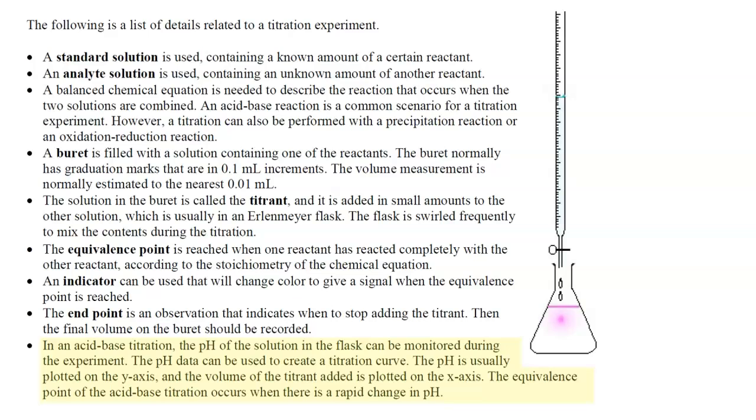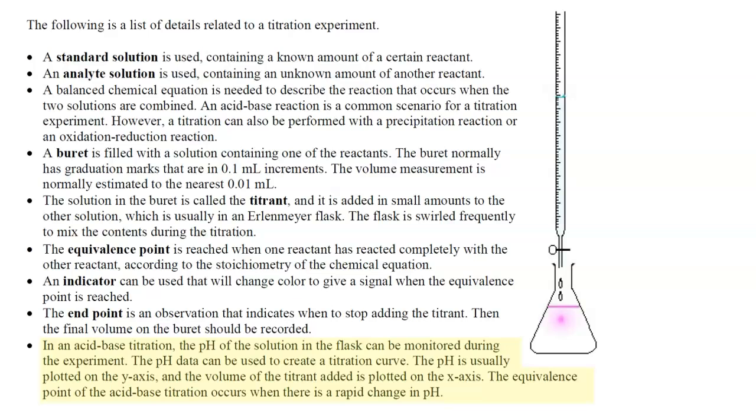It says, in an acid-base titration, the pH of the solution in the flask can be monitored during the experiment. The pH data can be used to create a titration curve. The pH is usually plotted on the y-axis, and the volume of the titrant added is plotted on the x-axis. The equivalence point of the acid-base titration occurs when there is a rapid change in pH.